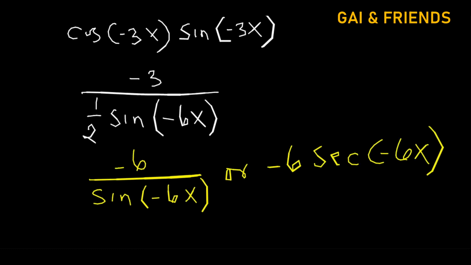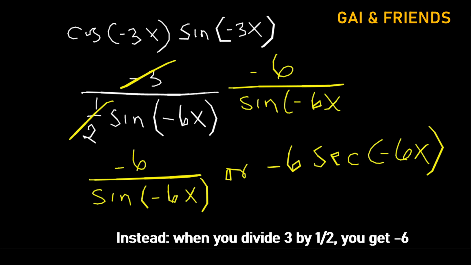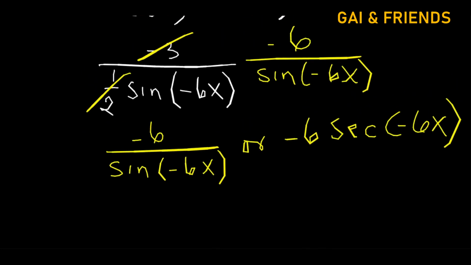I know it might be a little bit confusing to you how we get 6 here, but it's easy. When you divide 3 by a half, you get 6, and then you put back sine of negative 6x. And that is it for this video.